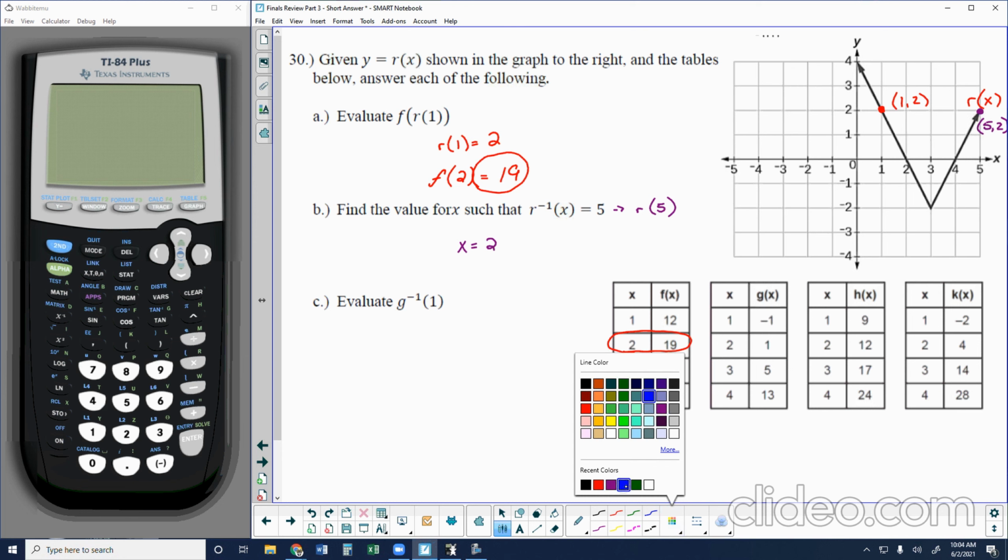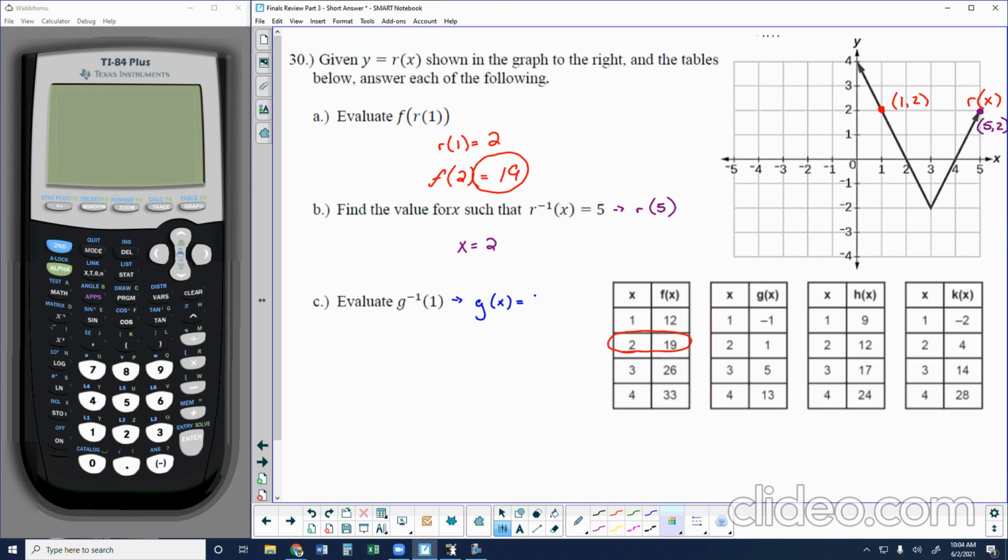The same concept can be carried over to C, where we need to evaluate the inverse of g of 1. So here I'm looking for an x value on the inverse that is g, which would correspond with a y value on our regular function of 1. So I can find that point on the table where y is 1, and this would be equal to an x of 2. So the inverse of g of 1 is also 2.